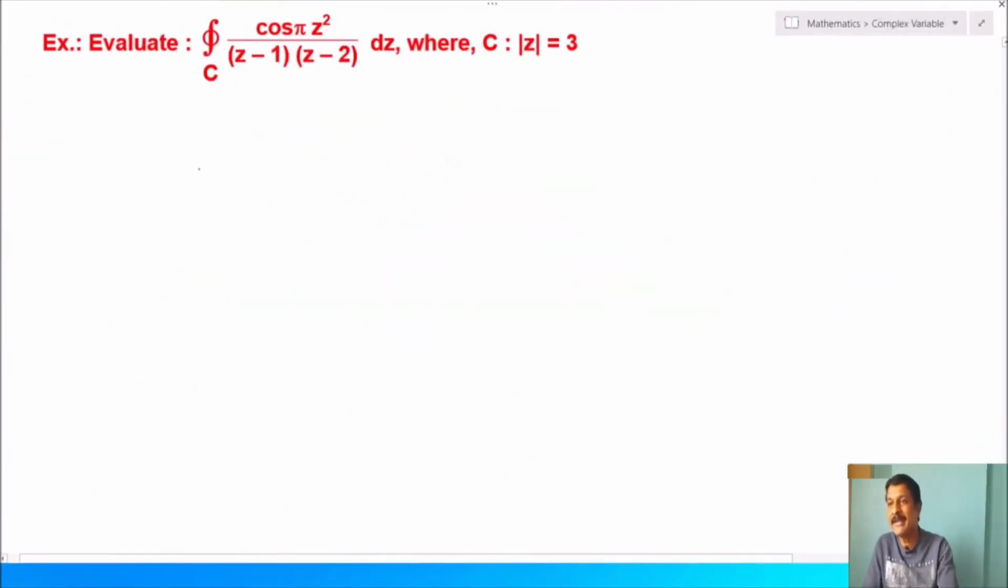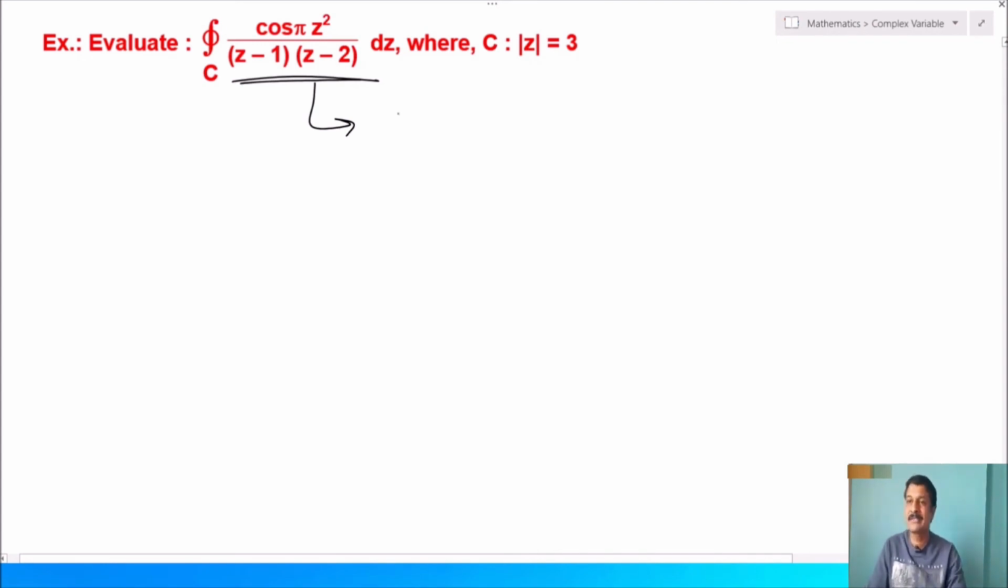So, evaluate the integral over C of cos(πz²) / ((z − 1)(z − 2)). This problem can also be solved by Cauchy's integral formula, but here we have to do partial fractions again. You have to separate the two points and then solve. But with the residue theorem, we can solve it directly.